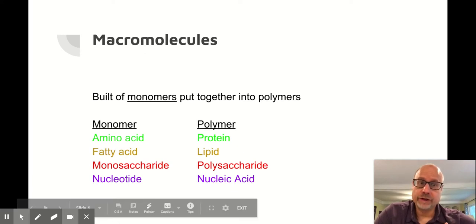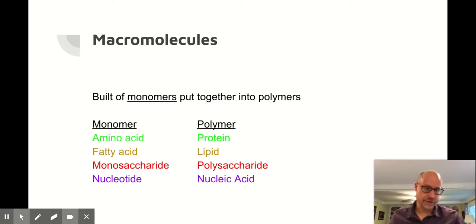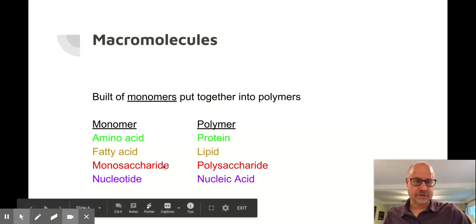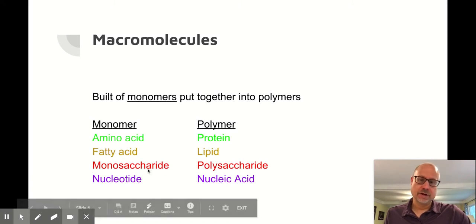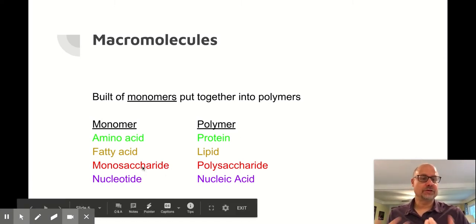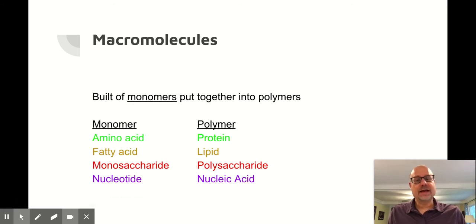So, we talked earlier about carbohydrates, how carbohydrates are the same thing as monosaccharides that are strung together to make polysaccharides. A monosaccharide would be like glucose, the sugar in your blood. A polysaccharide would be like starch, the sugar in a potato. Now we're going to move to talking about lipids.